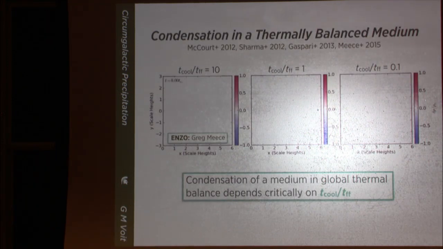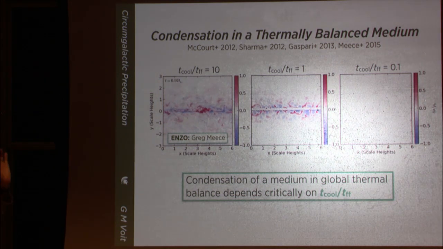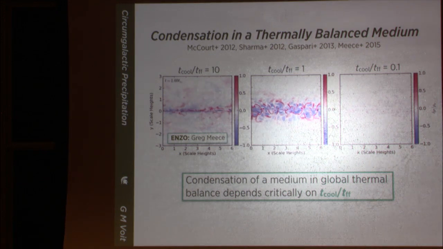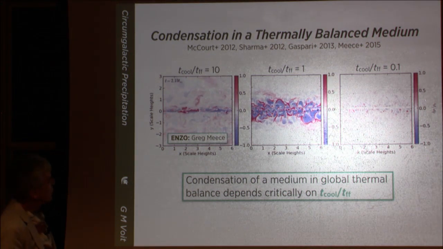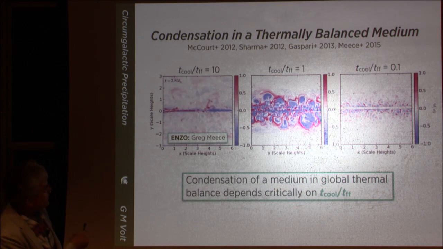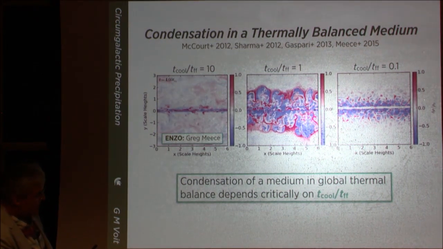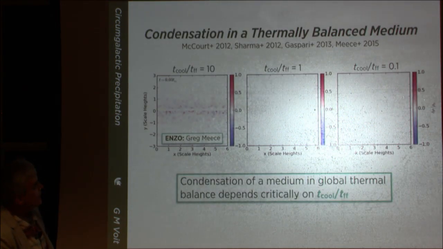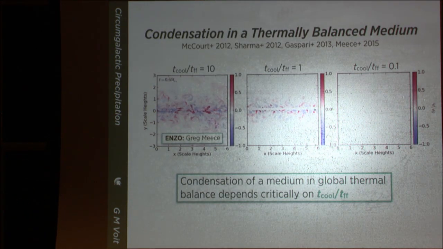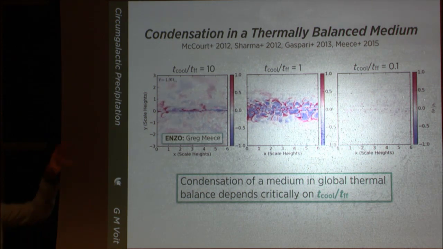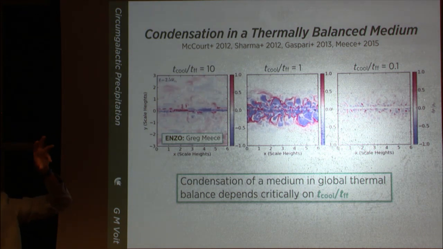Here is an example of simulations that have been done by a bunch of people recently, where you look at condensation in a medium that's forced to have heating equal cooling on each equipotential layer. This is a plane parallel arrangement, where the thing that changes between the panels is the ratio of cooling time to free fall time. If the cooling time is short compared to the free fall time, over here you basically have clouds that are cooling in place. They condense before they can fall.